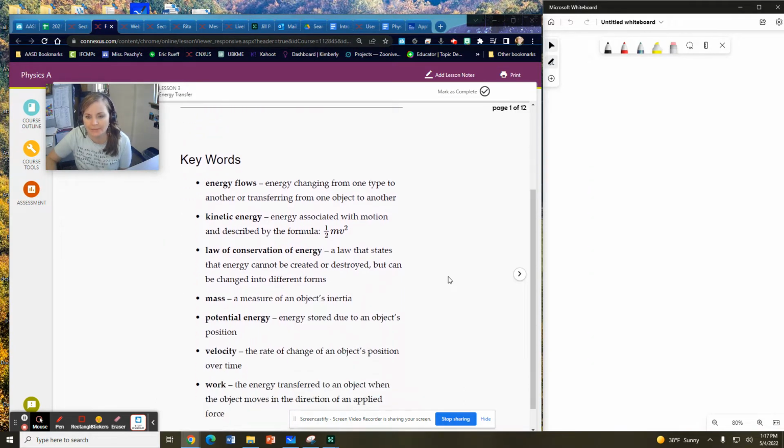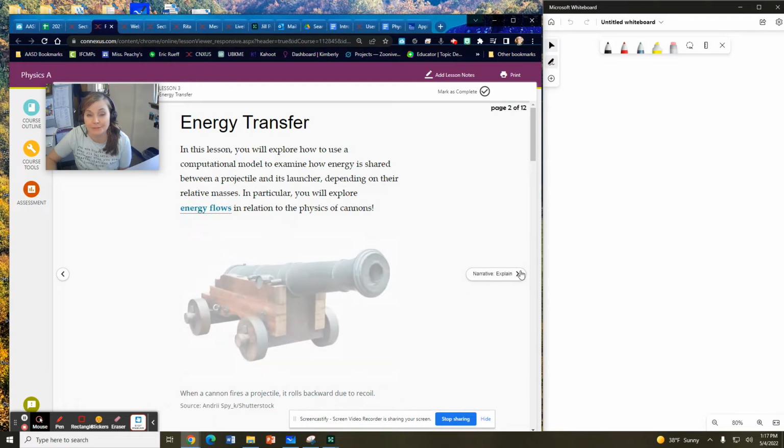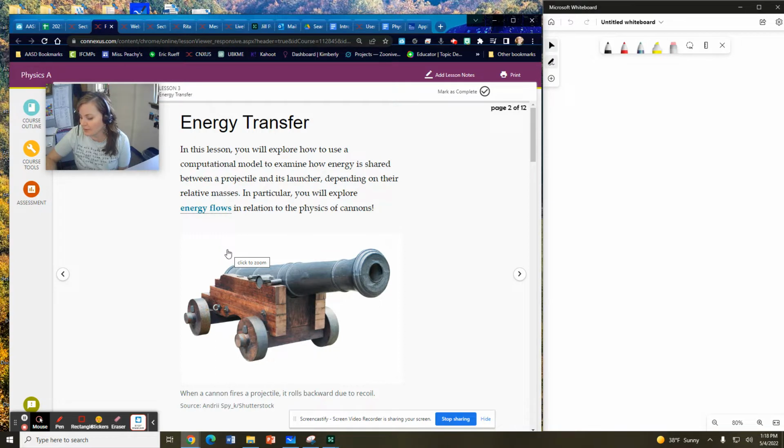Energy Transfer. Our keywords are energy flows, kinetic energy, law of conservation of energy, mass, potential energy, velocity, and work. So let's go ahead and delve into this, shall we? So we're really looking at how energy flows from one type of energy to another, and how within this, energy can be converted from one kind to another, and it can be used to do something called work.